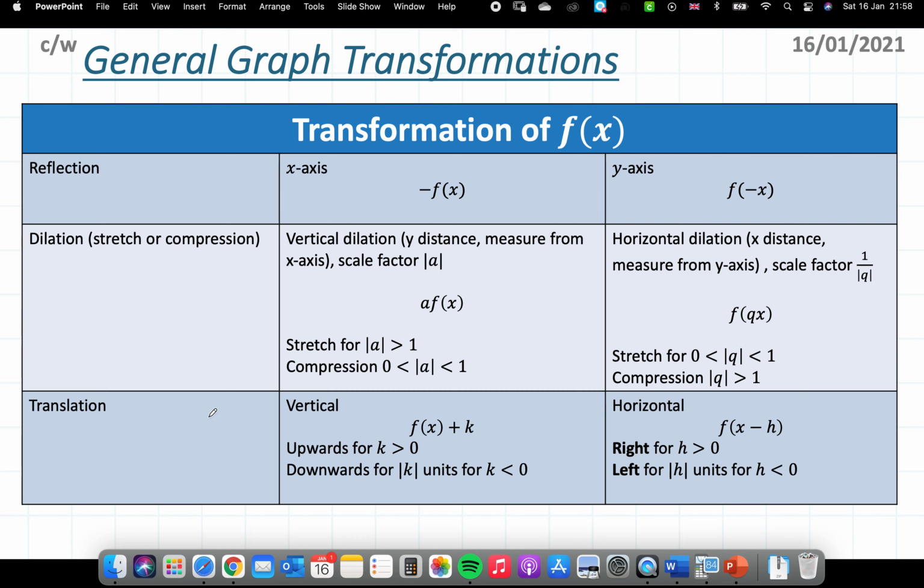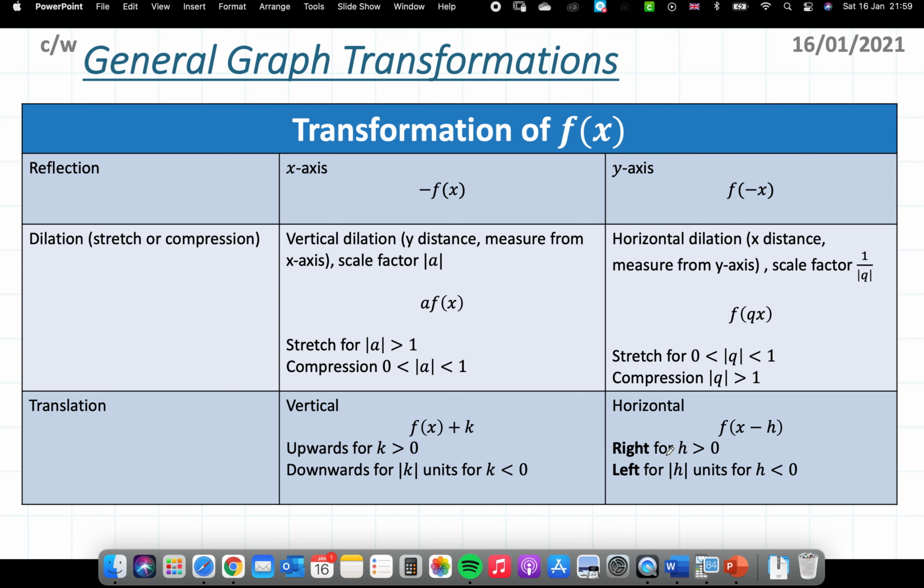The easiest of them all is the translation. For the vertical translation, you're just going to take your output and add a vertical translation. If it's positive, then it's upwards. And if it's negative, then it's downwards, and you're going to move it by the absolute value. So if it's a -2, you're bringing it down by 2. And if it's a +2, you're bringing it up by 2.